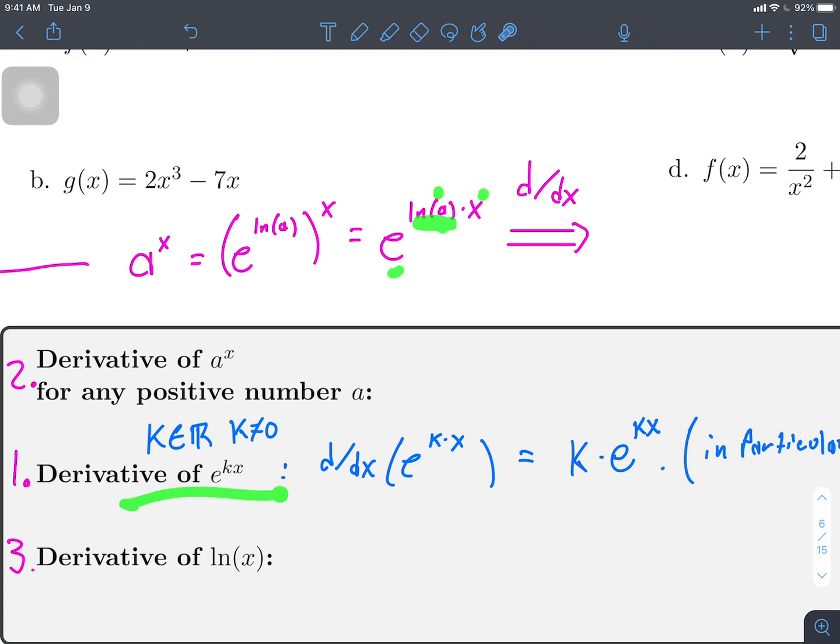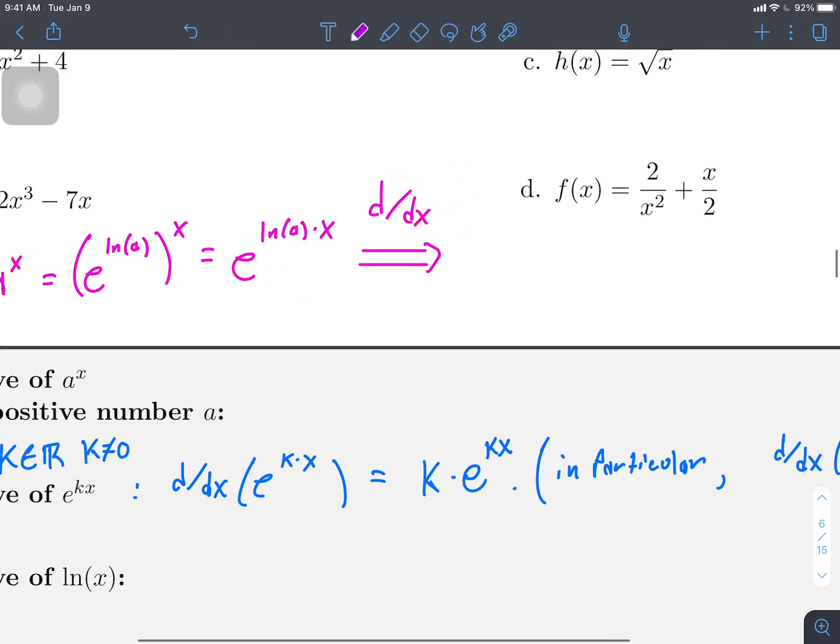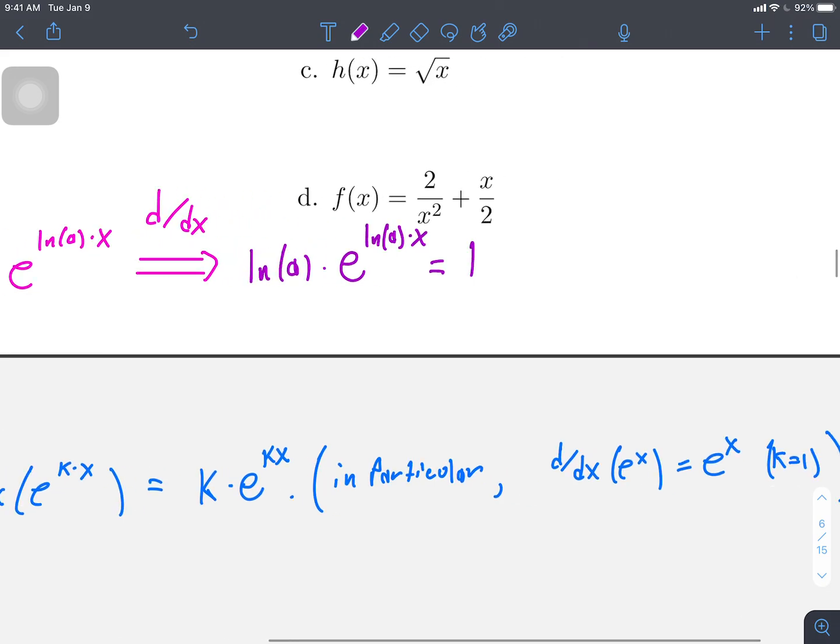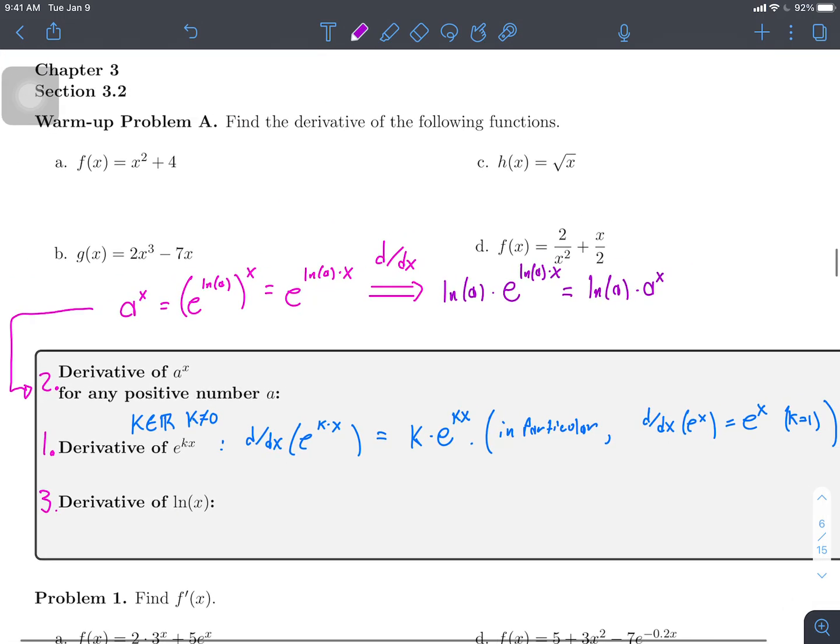So I can apply the rule which I just learned, which tells me that this derivative should be ln of a times e to the ln of a times x, which by the same logic in reverse is the same as ln of a times a to the x. Okay, so the derivative of a to the x is ln of a, which is a number, times a to the x.